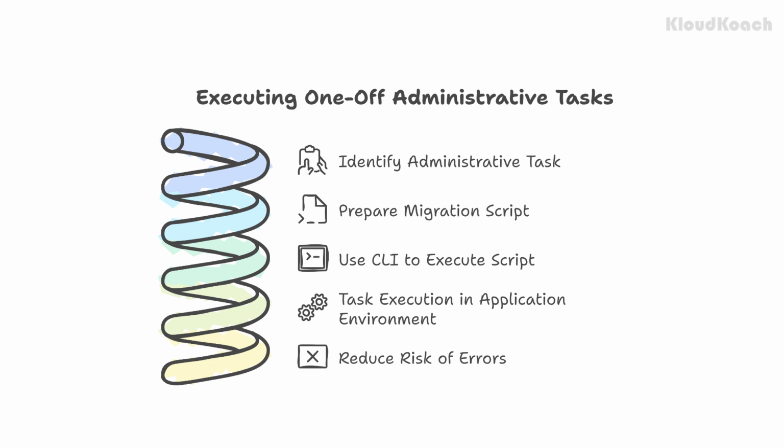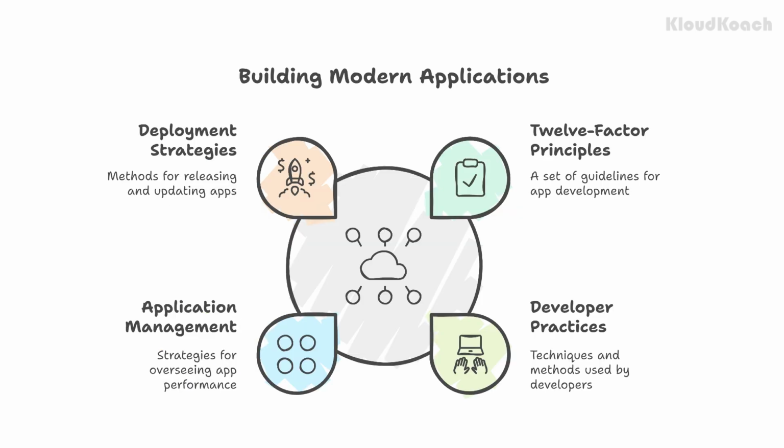And there you have it. The 12-factor app is more than just a methodology. It's your blueprint for building modern, robust, and scalable applications. Follow these principles, and you'll not only future-proof your app, but also save countless hours of frustration.